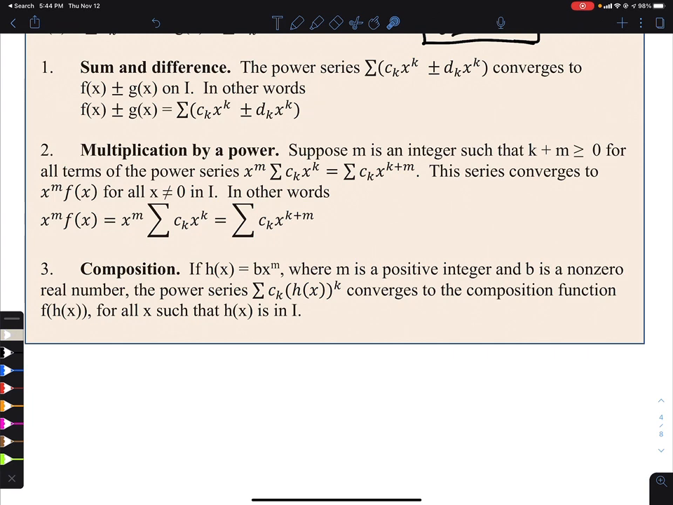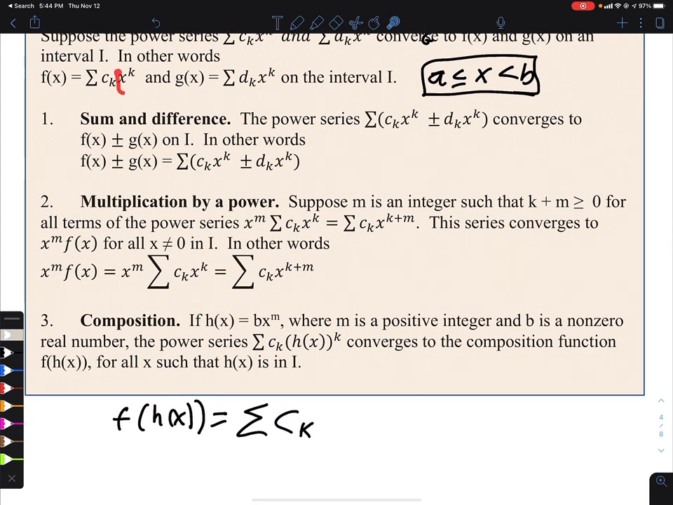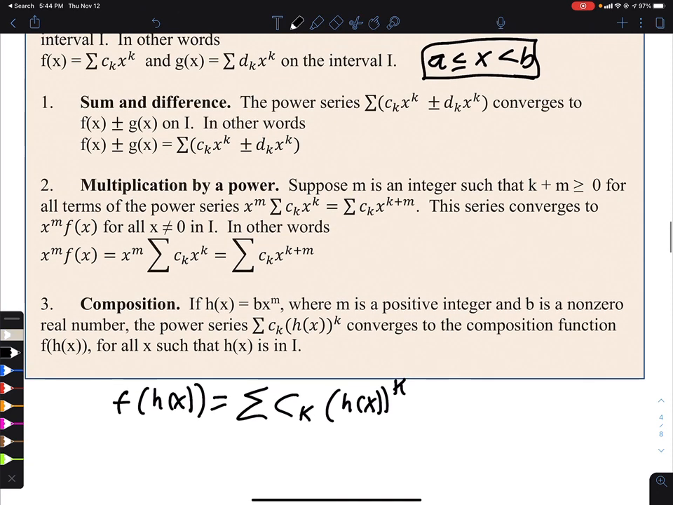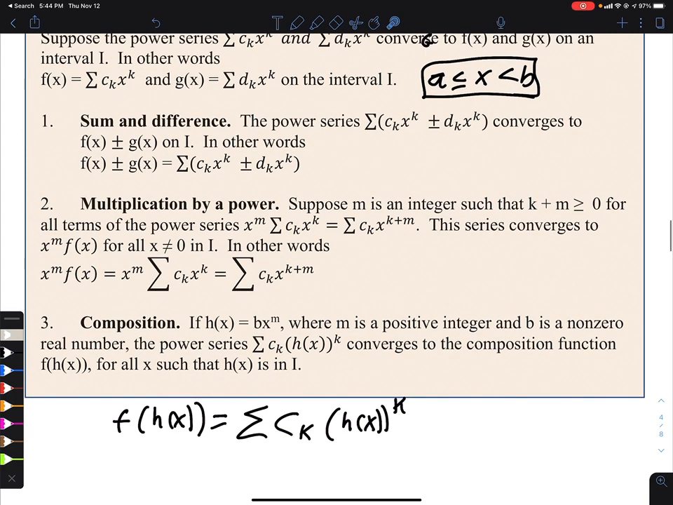Well, you can replace the x in the series. I didn't rewrite this for you, but if you do a composition of functions by replacing x with a constant times x to the m, that's going to equal your original series, but with x replaced with h of x. So that's what this is saying. You replace this x with your composition function.